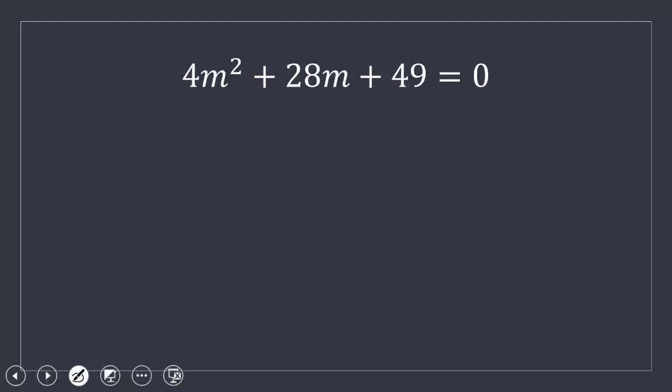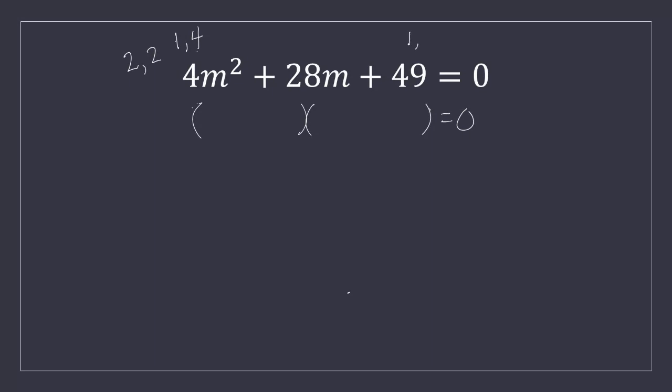Now this one, I'm going to look first because 4 seems kind of big. Can I divide it out of everything? Well, 4 goes into 28, but it does not go into 49. So I cannot divide it out because it doesn't go into all 3 things, which tells me that I'm going to have to factor, okay? Now, 4 is 1 and 4 or 2 and 2. 49 is 1 and 49 or 7 and 7.